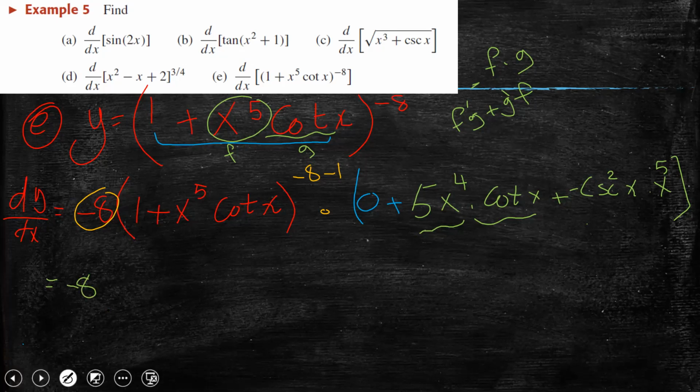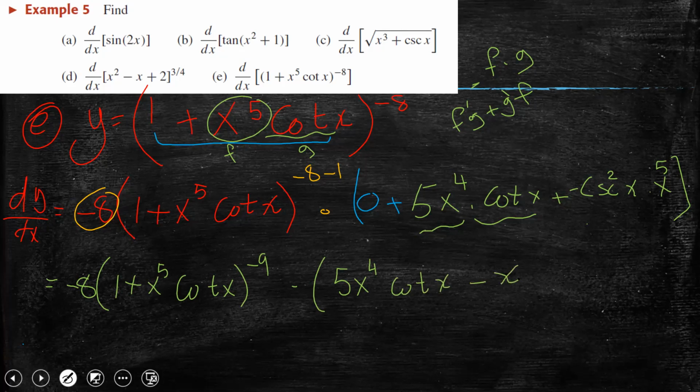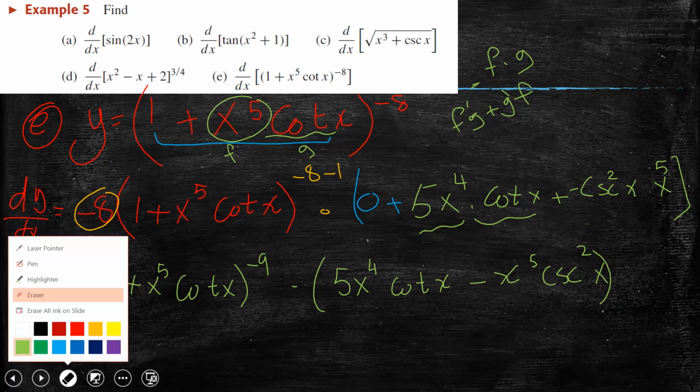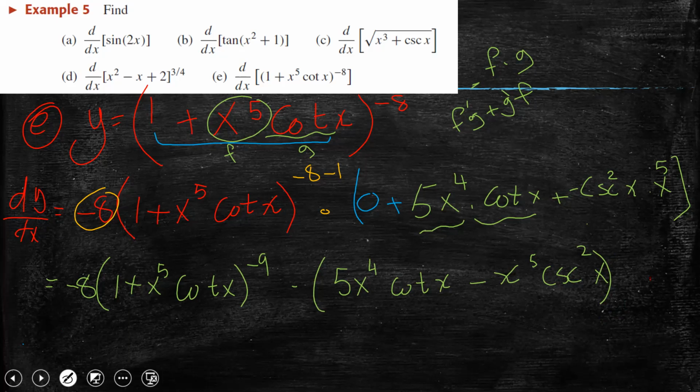It's negative 8, 1 plus x raised to the power 5 cotan x, raised to the power negative 9, times 5x raised to the power 4 cotan x minus x raised to the power 5 cosecant squared x. This is how you can find the derivative of this one. Is it clear now? Yes. Yes, teacher. Okay.